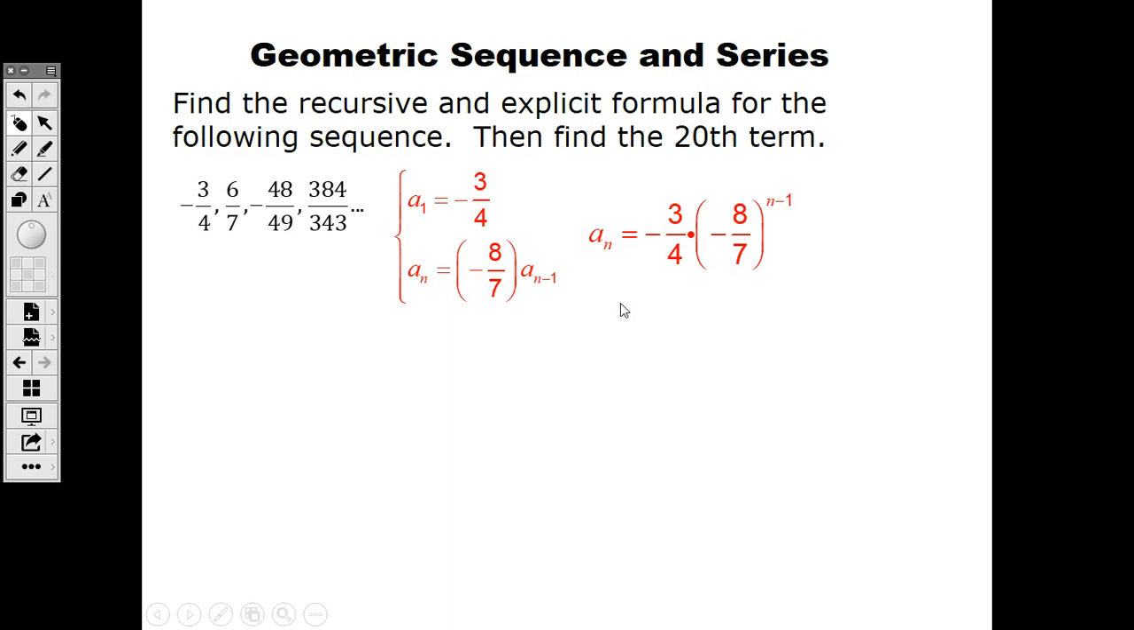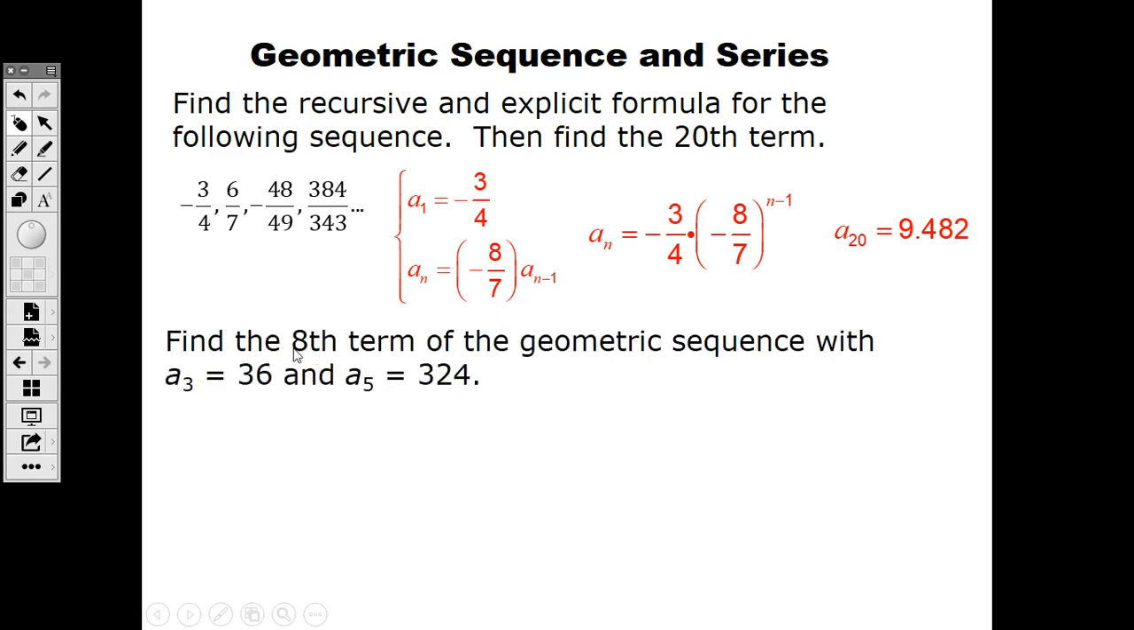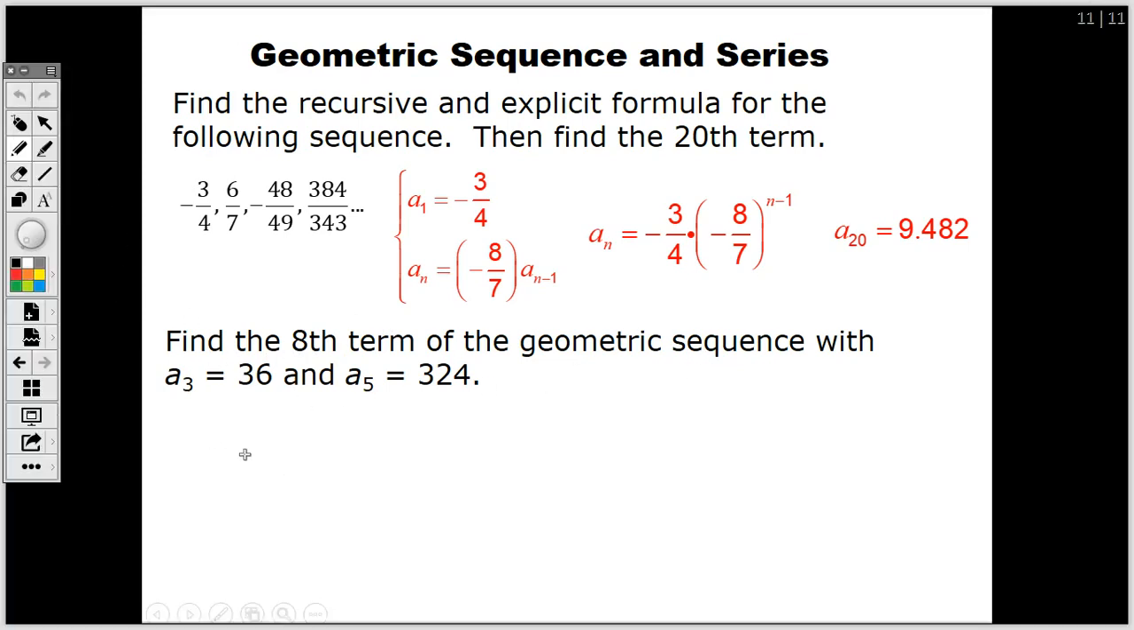Okay. Oh, I didn't do the 20th term. Dang it. Well, there it is. Now we want to know the eighth term of a geometric sequence if we know this. Now this is similar. I don't know the first or the second. I know the third term is 36. I don't know the fourth. I know the fifth term is 324. And then we want to know the eighth term. Well, really, we need an explicit formula. We can just plug that in, right?